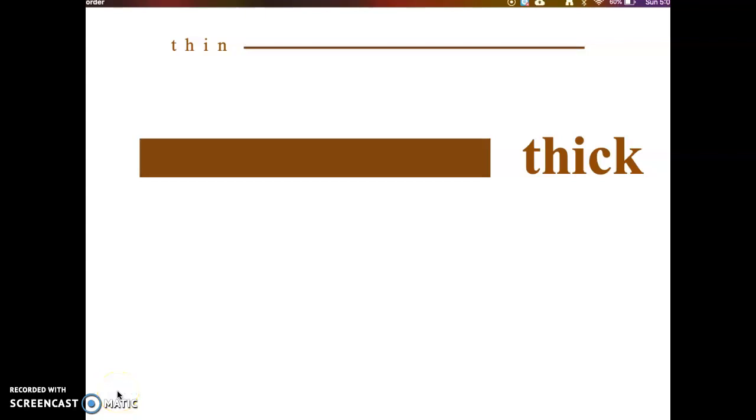So in this new unit, we are going to be learning about line. And in today's lesson, you're learning about thin lines, which are very skinny, teeny weeny little lines, and thick lines, which are super thick, wide lines.